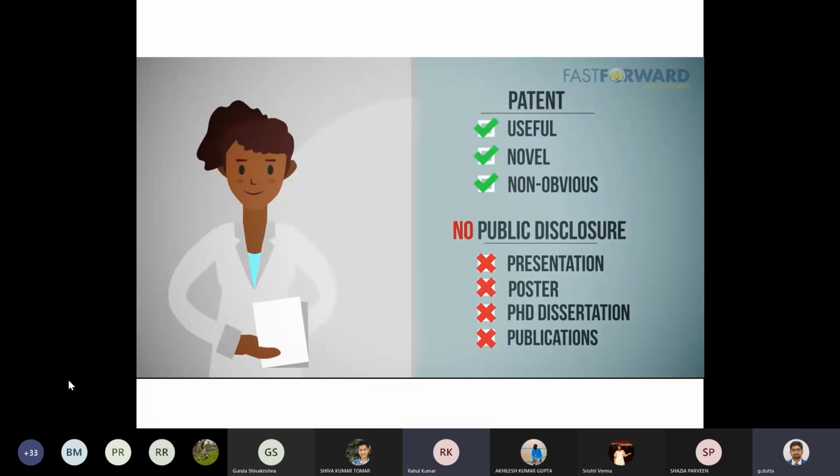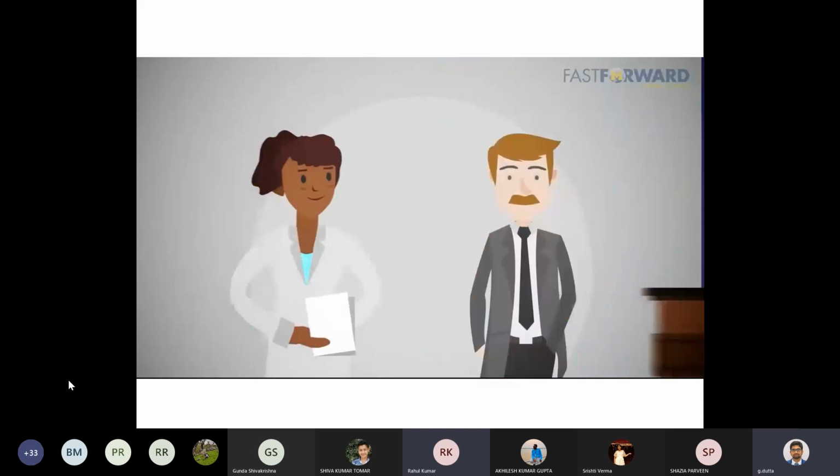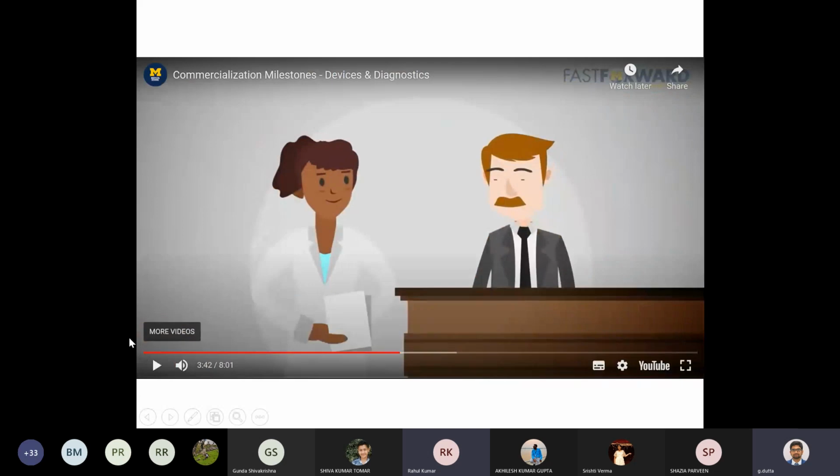So you understand this point, right? Whenever you want to commercialize any idea, you can't disclose these things before the IP protection. Nowhere can you publish. You can't discuss with your colleague. This you should keep in your mind.